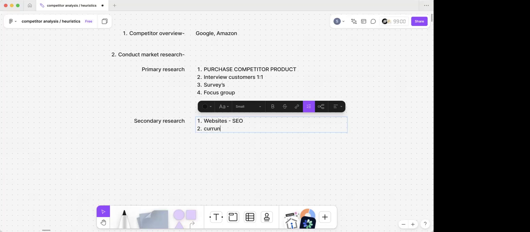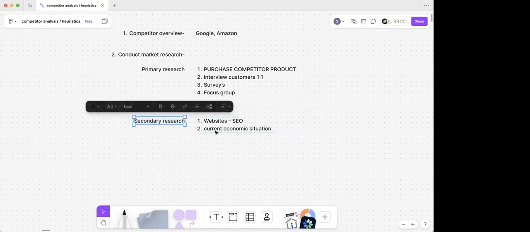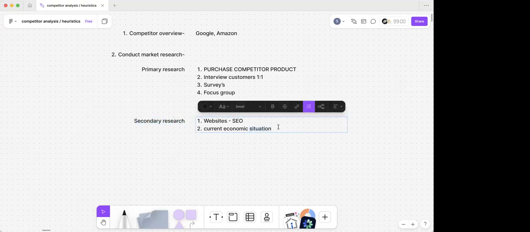Then we have the current economic situation. Okay, so all this information is just going to be an overview of your competition. You just have to have a little bit of knowledge of your competition. That's why this point is also mentioned. And again, it's secondary market research. So you should have an overview of the current economic situation.